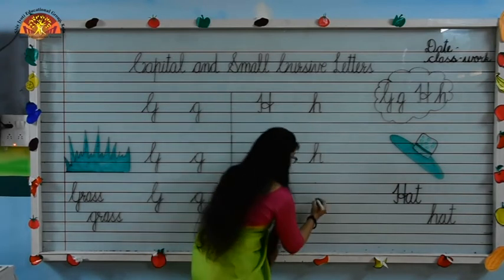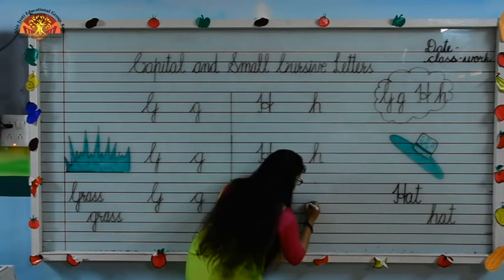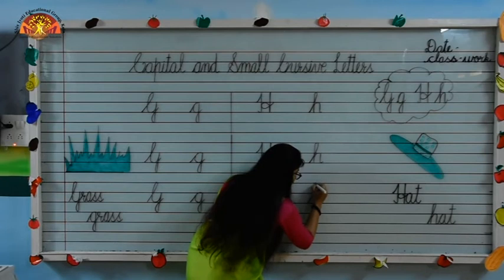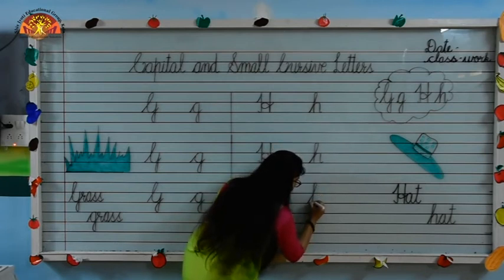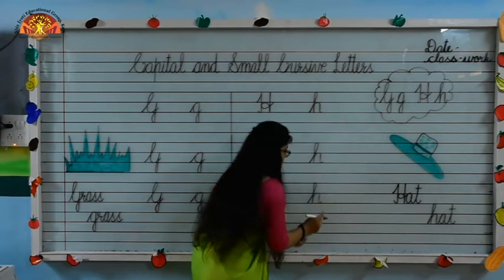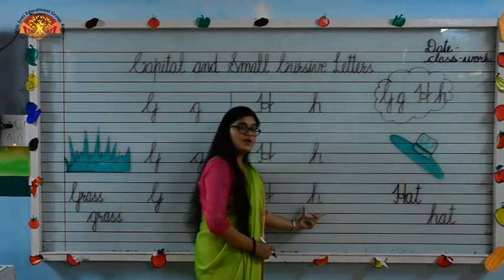Small cursive H. Put the pencil on the third line. Draw a long loop. Touch the first line. Now moving down. Touch the third line. Again up with the same line. Turn. Touch the second line. Standing line and turn. This is small cursive H.